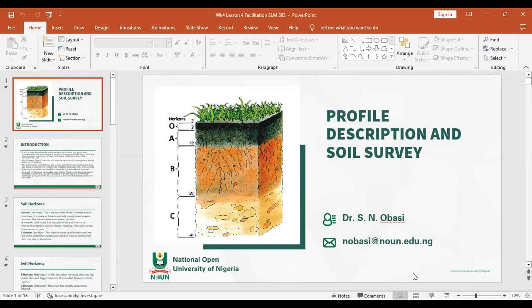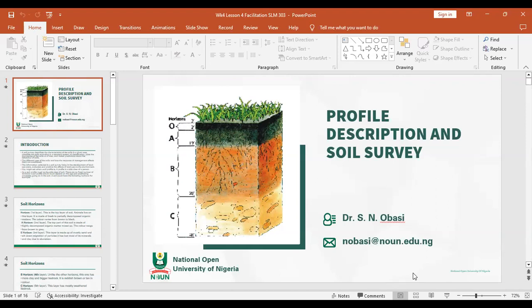Today we are going to be talking about a very interesting topic, that is profile description and soil surveying. We need to talk about soil profile.